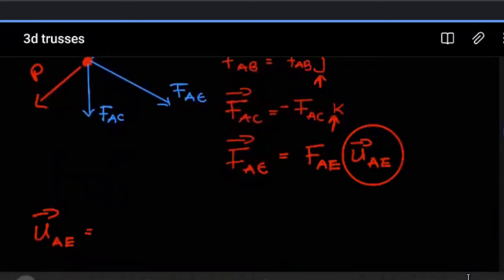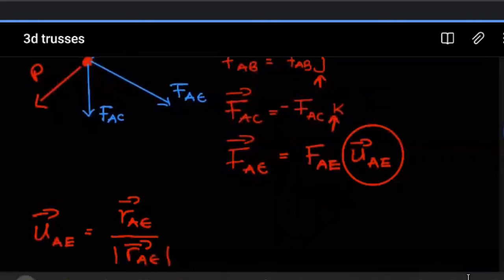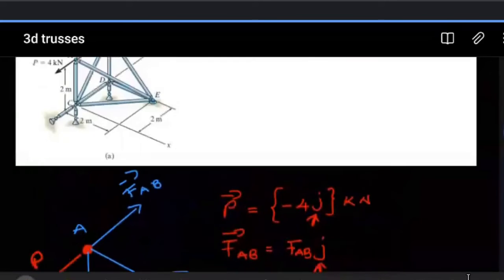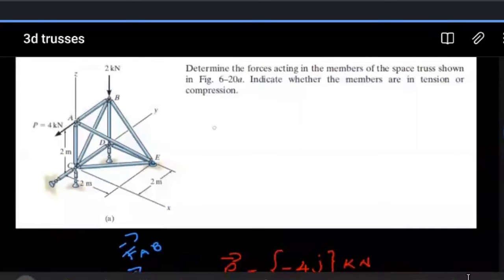How do we get that unit vector? We need a displacement vector from A to E divided by the magnitude of that displacement vector. So can we find the displacement vector running from A to E? Who can give us the displacement vector? Look at the description here. I want the displacement vector from A to E. What will be the displacement vector there?